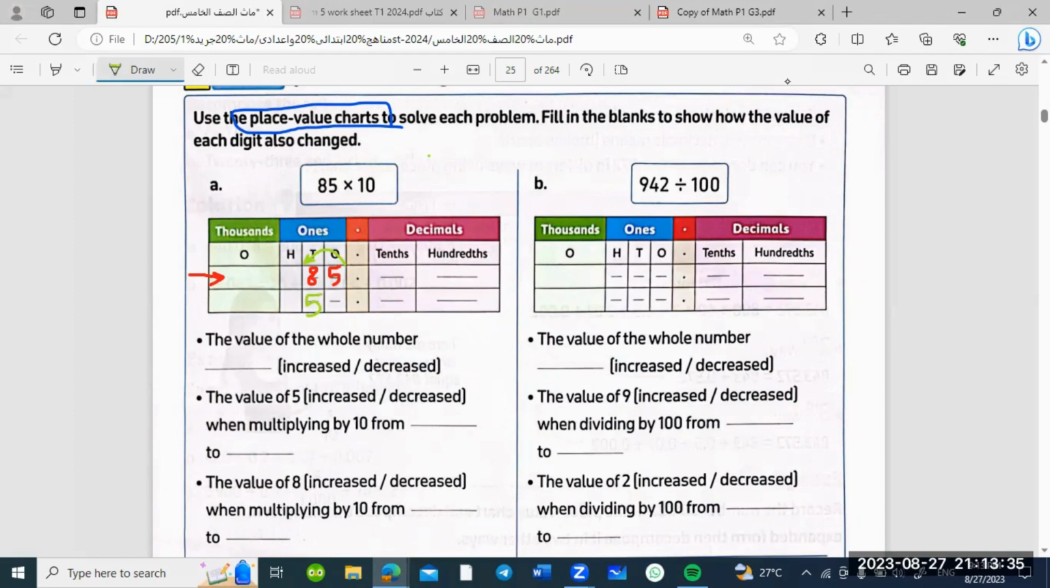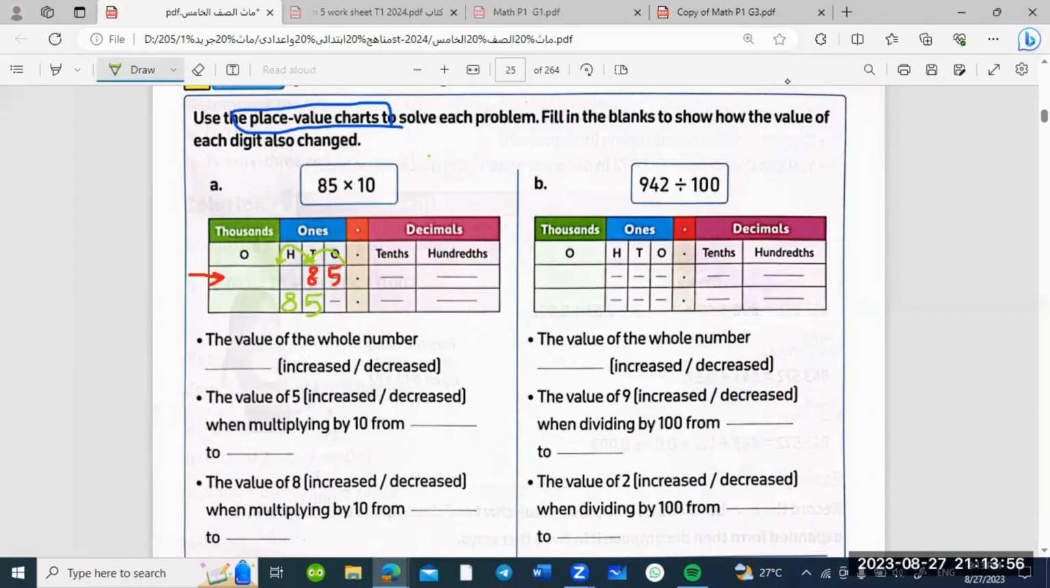Okay? Then what about the 8? The 8 is in the tens, so I will move it just one step to the next place value, which is hundreds. So the 8 will be here. But miss, what about the ones? Its value is... Excellent. Yeah, this is the lesson actually.